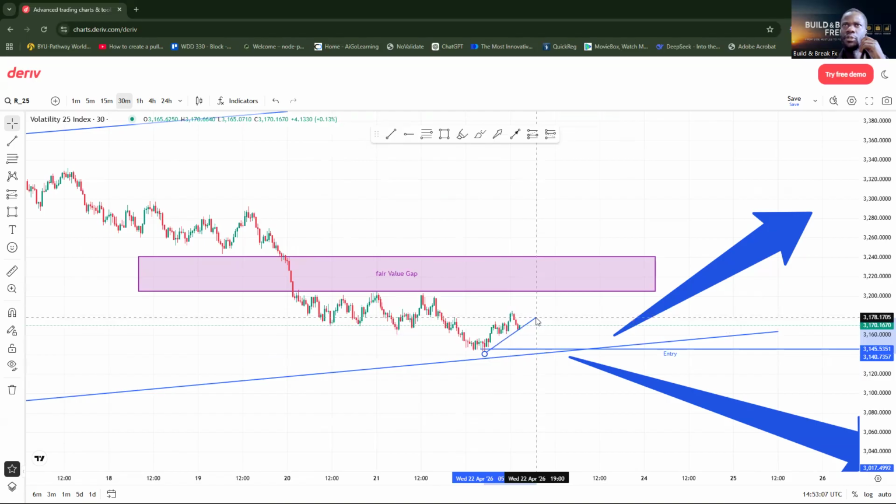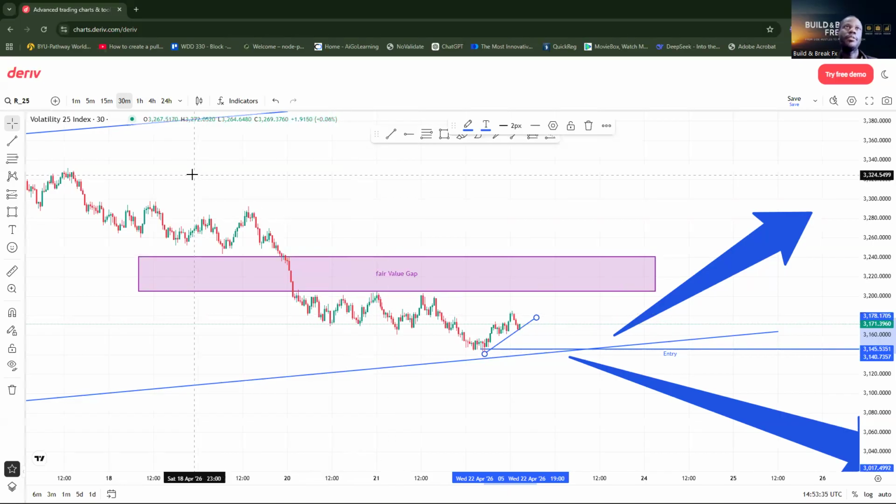Or if you change it to here, it didn't break the structure. One of the things is you don't put a trend line where the candle is not yet closed. Your trend line must touch a closed candle, not the running candle, right? That's one of the things that you need to understand.